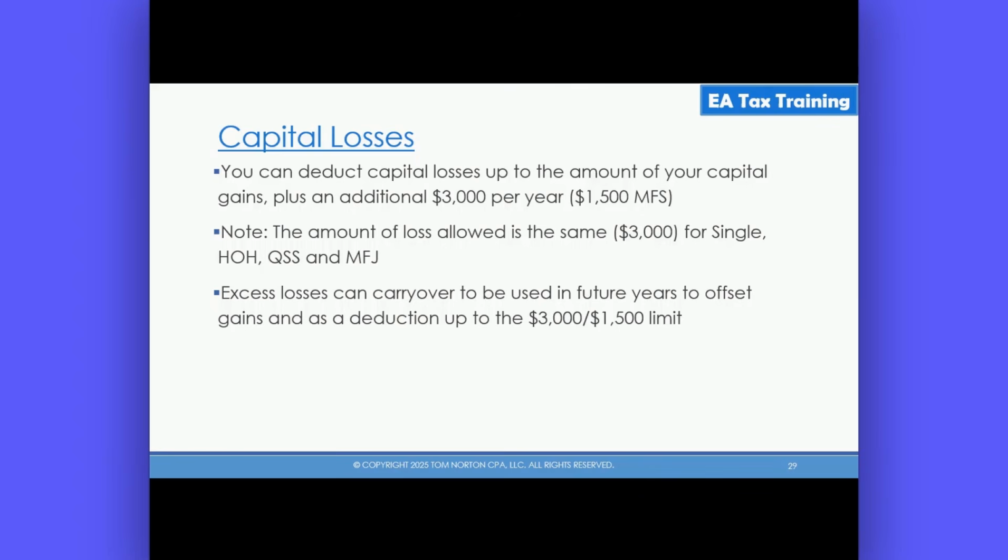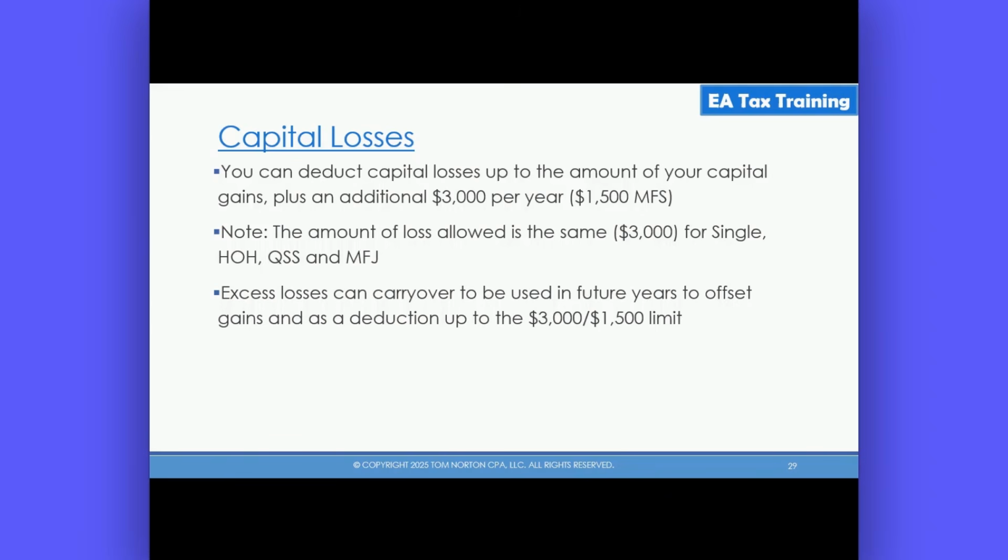It's $3,000 whether you're single or married filing jointly. The only one who has anything different is married filing separately, which is only $1,500. And of course, both spouses, if they're married filing separately, they each get $1,500. So really between them, they get $3,000. But for either individual, they only get $1,500.